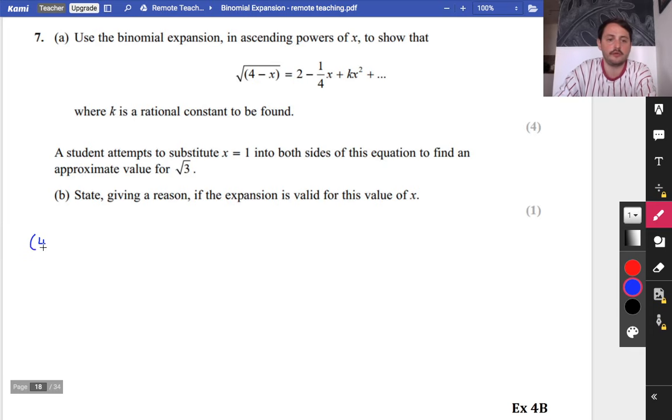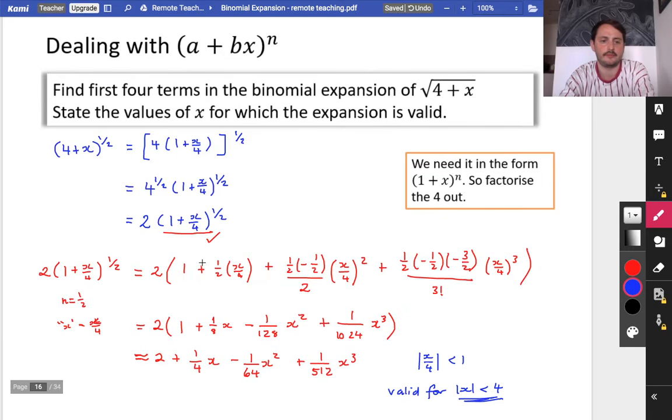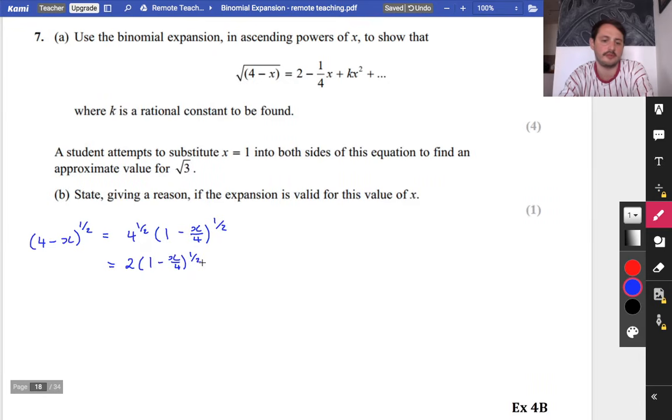So we have got 4 minus x to the half. I'll pull out the 4, make sure you pull it out to the half, and then that's 1 minus x, and since you've pulled out the 4, you've got to divide this by 4 as well. 4 to the half is just 2. So it's 2 multiplied by (1 minus x over 4) to the half. Is this the one I've just done? It's the same apart from it's got a negative. So we'll go quick, okay?